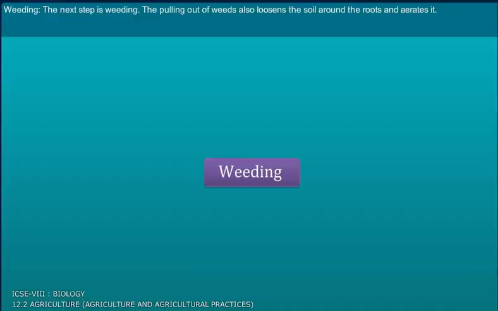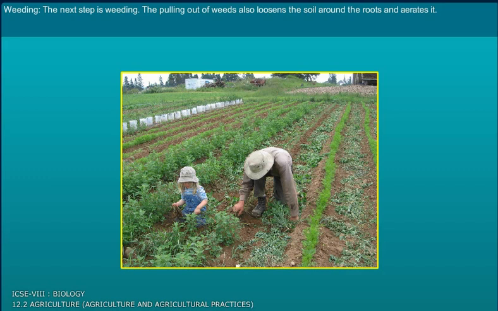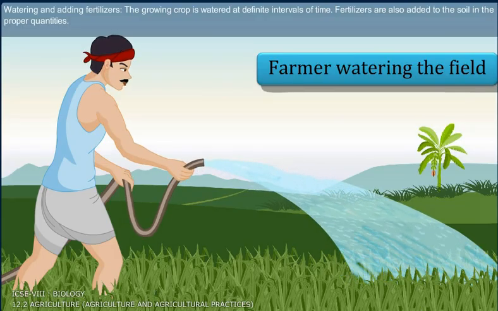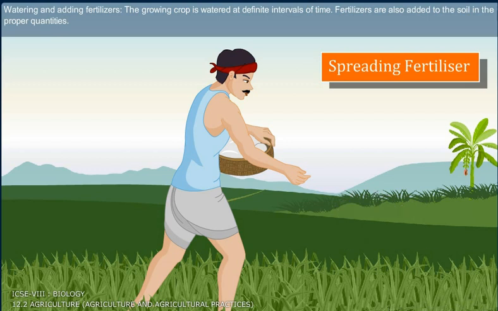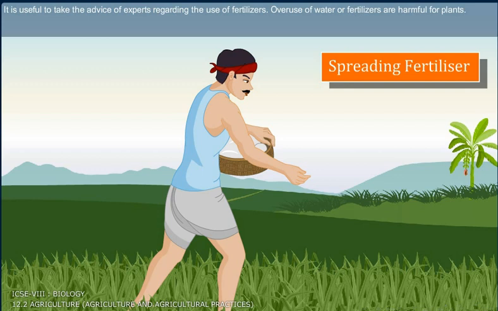Weeding. The next step is weeding. The pulling out of weeds also loosens the soil around the roots and aerates it. Watering and adding the fertilizers. The growing crop is watered at definite intervals of time. Fertilizers are also added to the soil in the proper quantities. It is useful to take the advice of experts regarding the use of fertilizers. Overuse of water or fertilizers is harmful for plants.